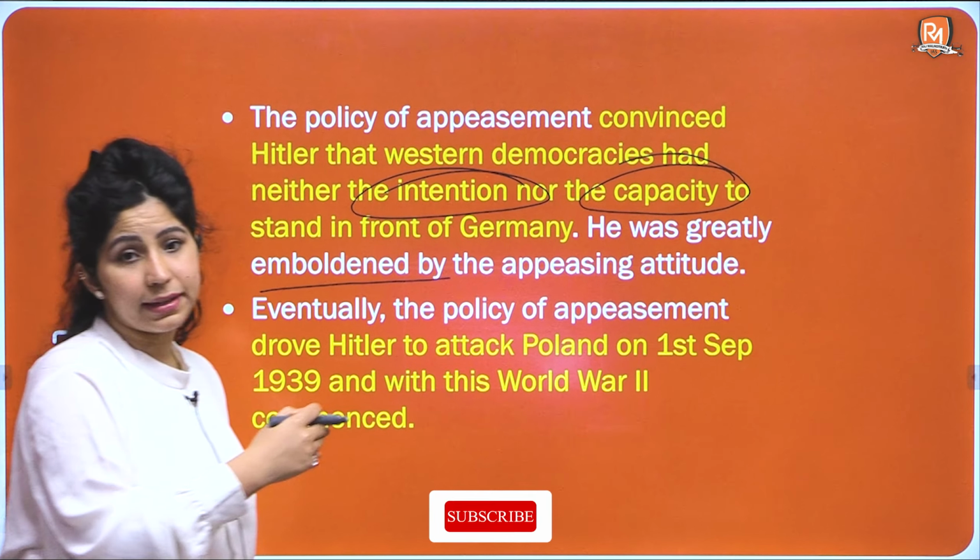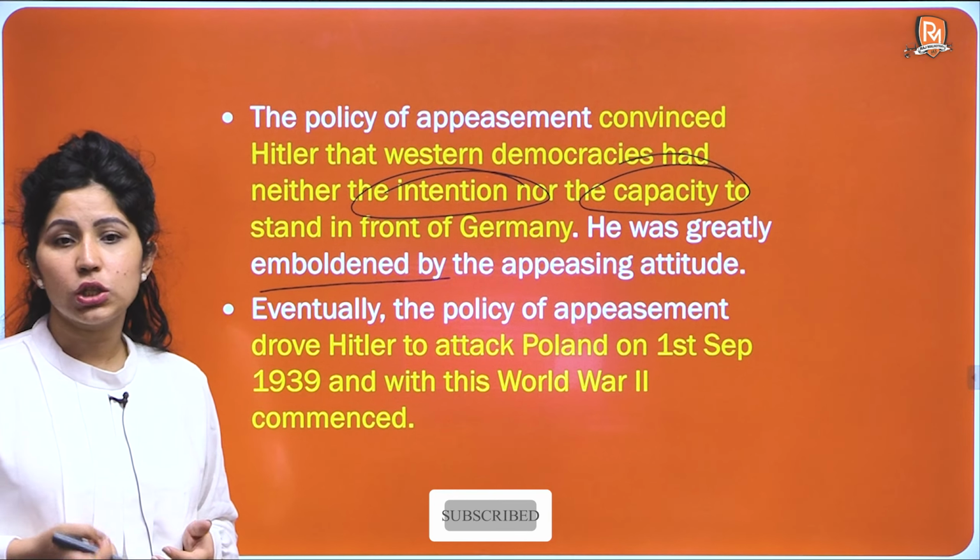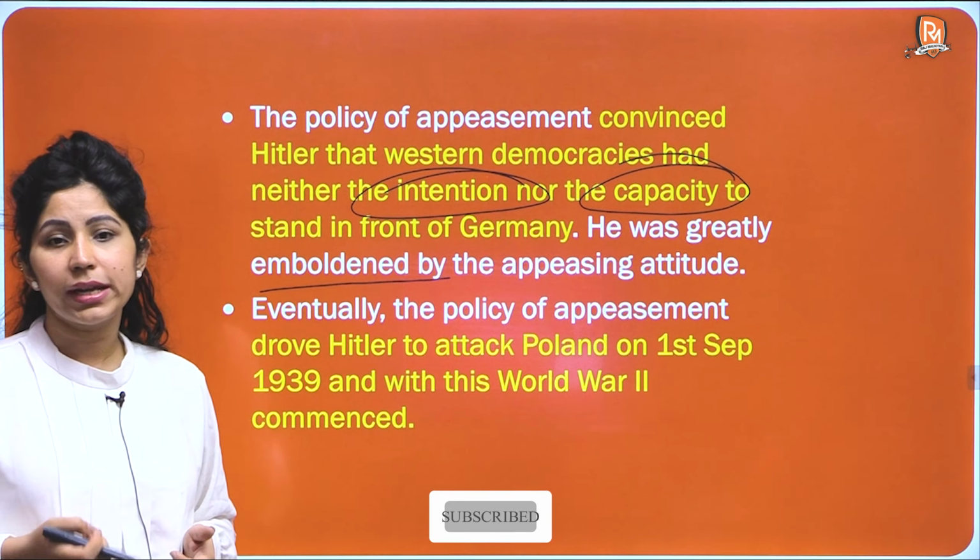So this motivated him. Last one is, eventually the policy of appeasement drove Hitler to attack Poland on 1st September 1939, as we all know, and with this World War II commenced. It became inevitable, because now a stand had to be taken, war could not be avoided. So everyone came together and World War II started.